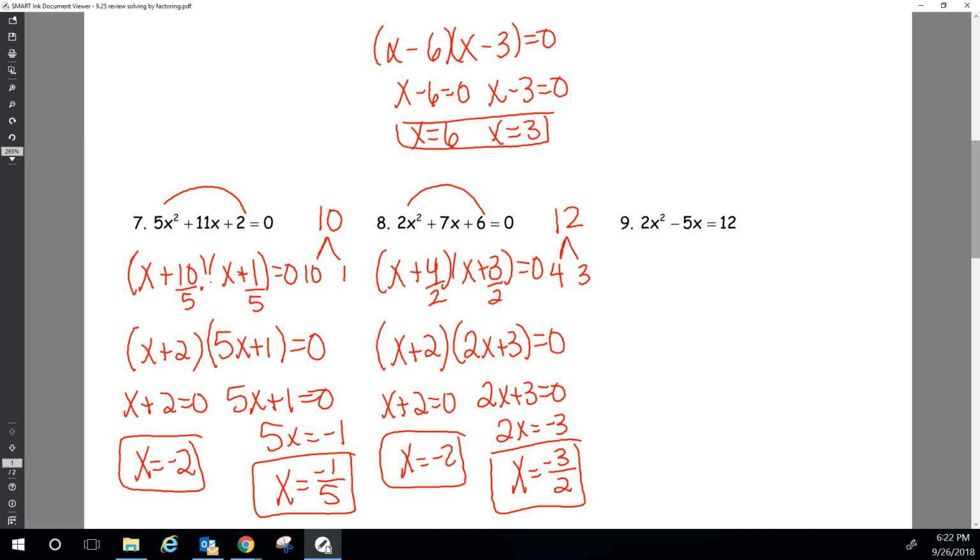All right, number 9, we're going to set it equal to 0 first. So I'm going to subtract the 12 over. I get 2x squared minus 5x minus 12 is equal to 0. Leading coefficient isn't 1, so I need to do the divide and slide.